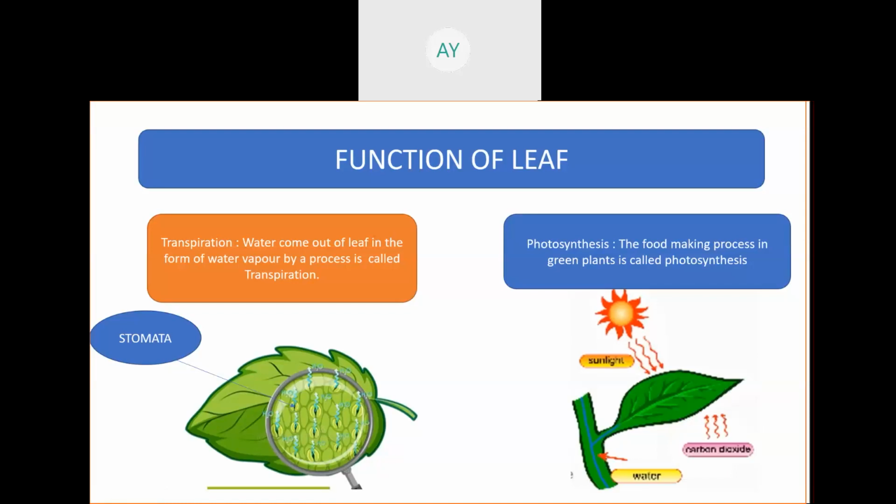Also, transpiration occurs in the form of water vapor from the leaf surface, that is known as transpiration. So there are different functions of the leaf. First is photosynthesis, second is transpiration, third is respiration. These are the processes that generally occur in the leaf. It means the leaf has diverse functions.